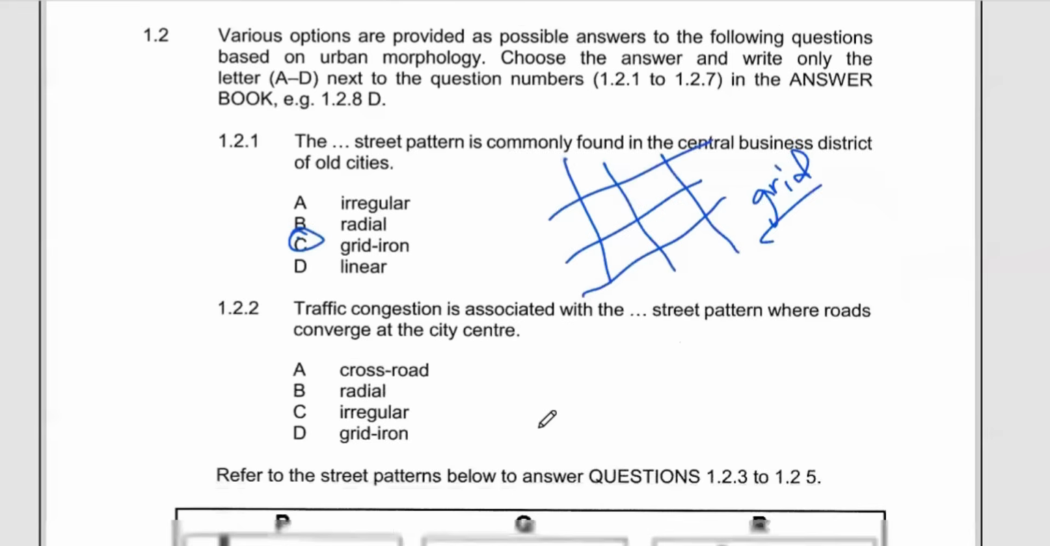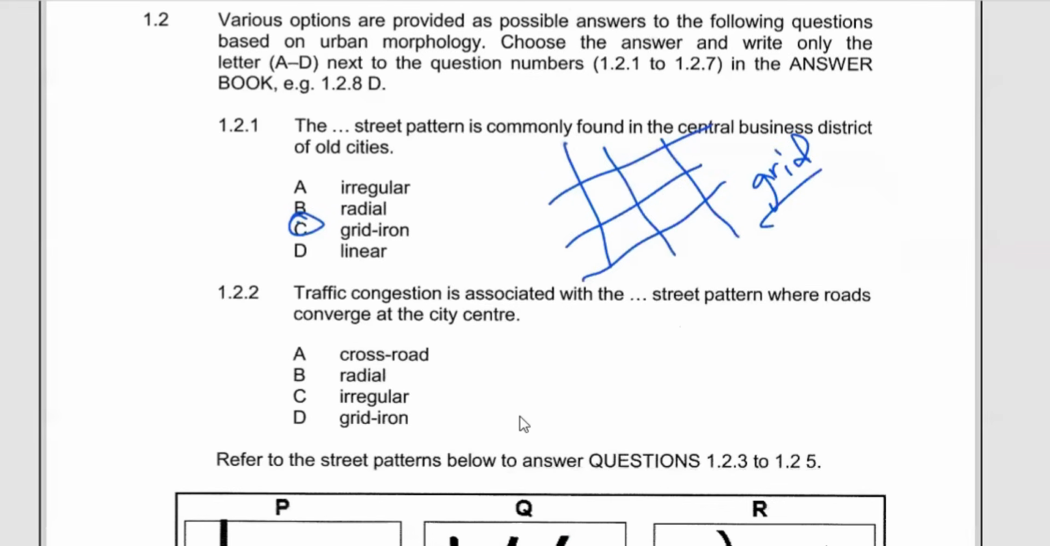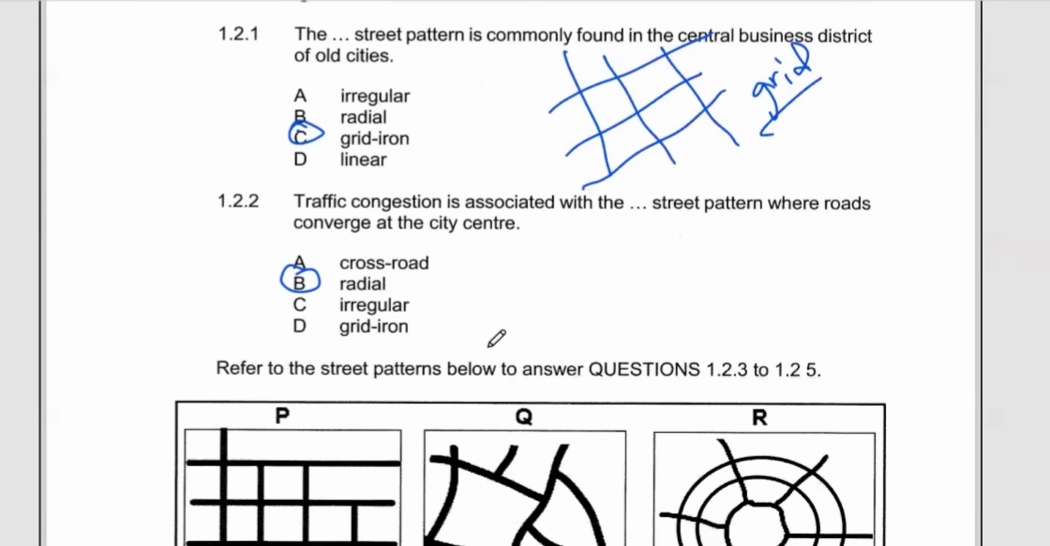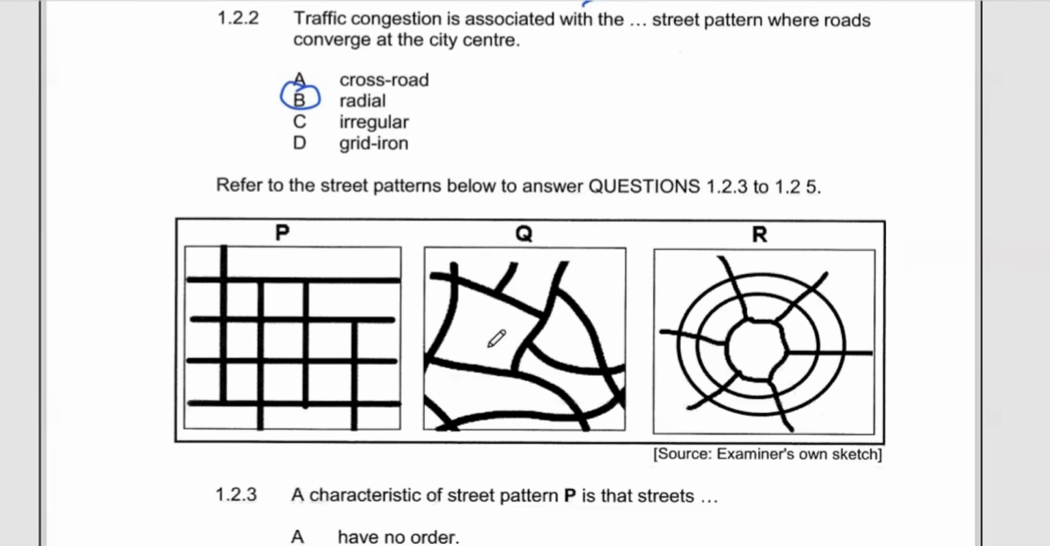Where roads converge at the city center, this is typical of a radial pattern. We are saying major roads radiate from the CBD and also converge in the CBD. Because of that influence of roads converging, it also implies that we have a problem of traffic congestion. Right, we'll move on to the next question.